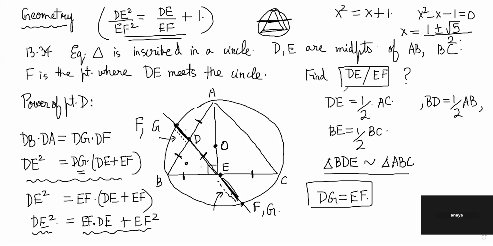And x cannot be greater than 1, DE by EF. So we will take the smaller root, 1 minus root 5 by 2. One second, let me think. No, 1 minus root 5 by 2 is going to be negative, so we will not take the negative ratio. We'll take the ratio that is positive, which becomes 1 plus root 5 by 2 then.